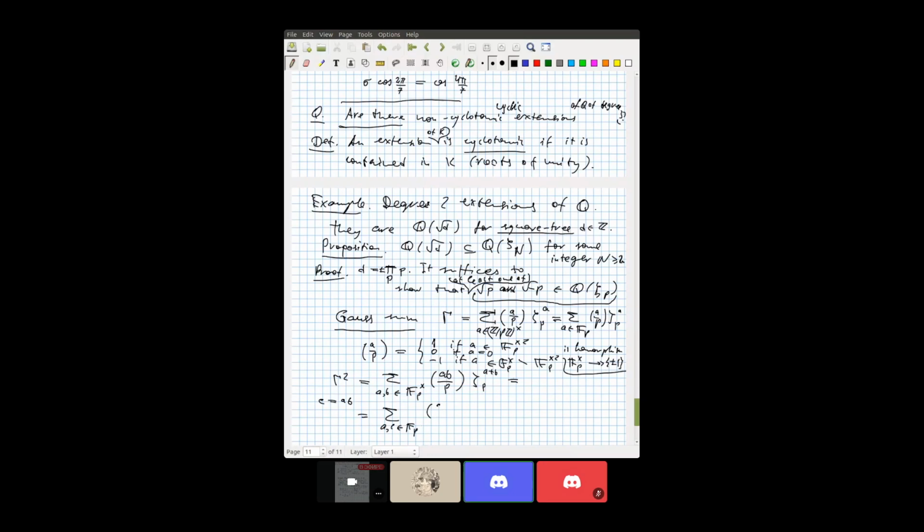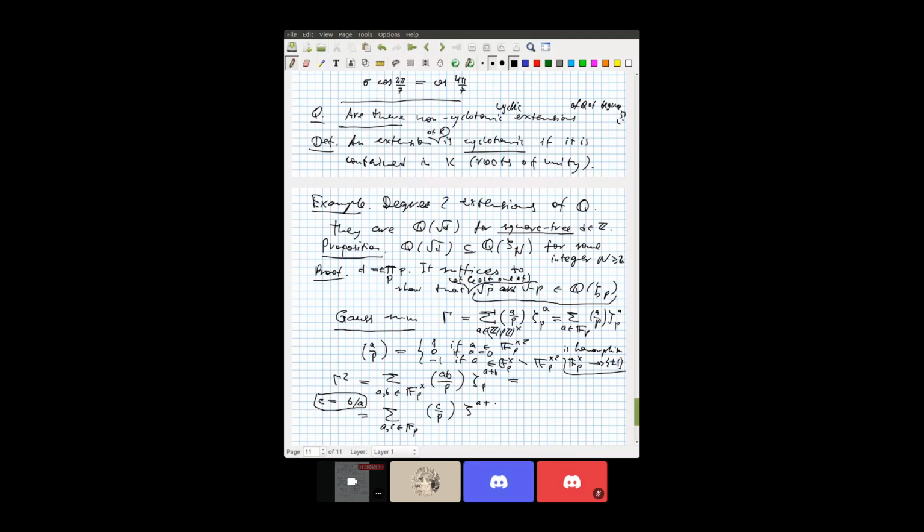Okay, so this will be C over P. Then zeta A, maybe. Yeah, maybe it's easier to put B over A here. I mean, it doesn't change anything, but it will be slightly more convenient.